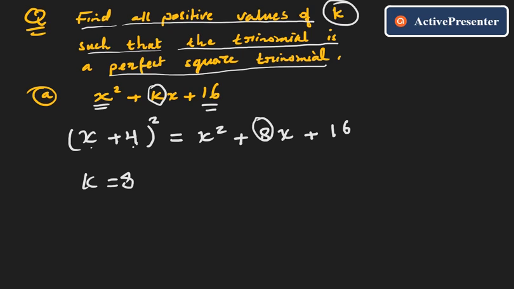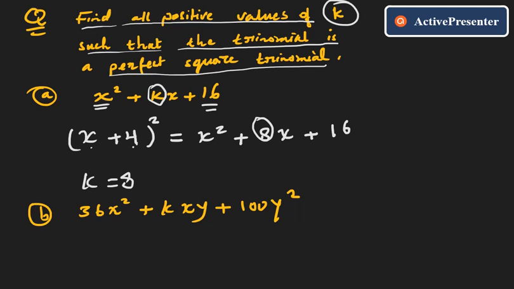Okay. Another question, if it says the same, find k. Let's say 36x squared plus kxy plus 100y squared.